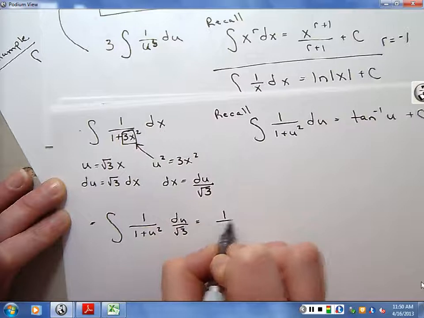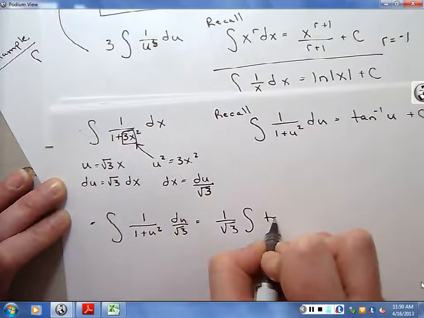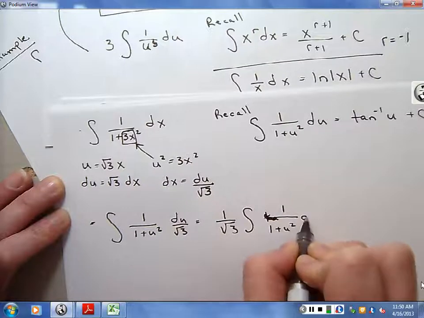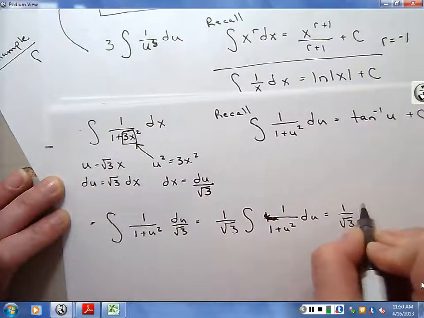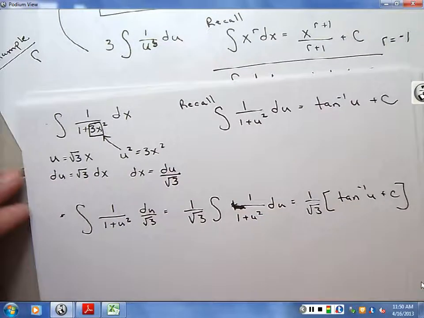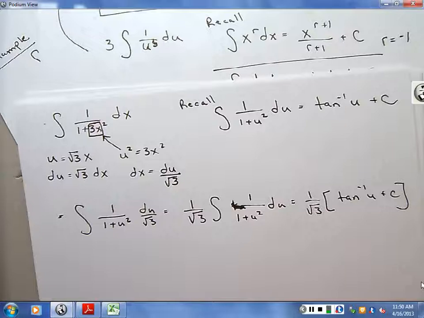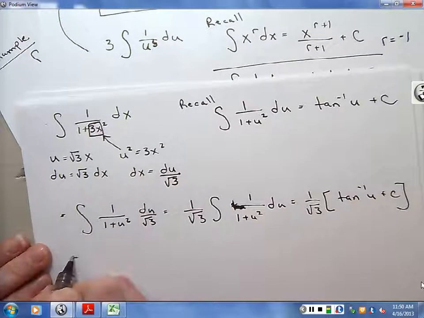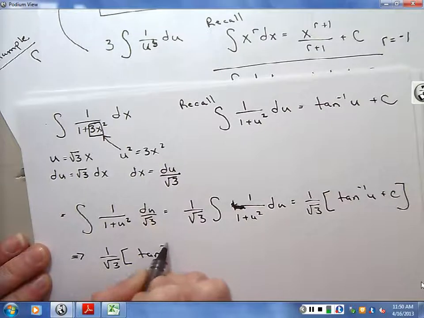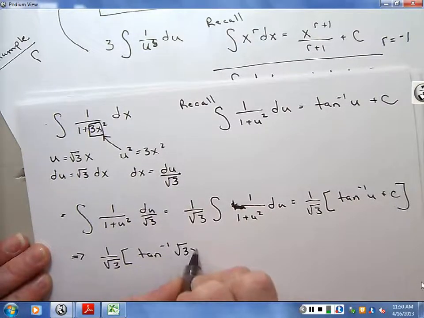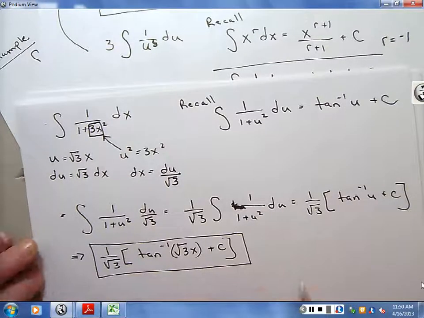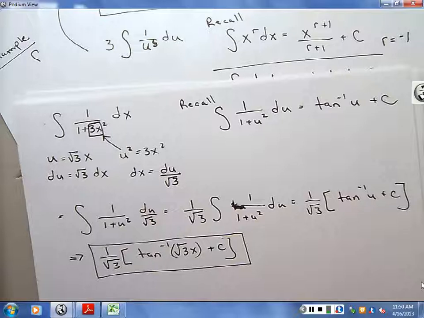So I can pull out 1 over square root of 3, and I get the integral of 1 divided by 1 plus u squared du. 1 over square root of 3, this would be tangent inverse of u plus c. But I don't want it to be in terms of u, I want it to be in terms of x. So the last step here is to write it in terms of x, which would be tangent inverse of the square root of 3x plus c. And if you drop the brackets, that's perfectly fine.